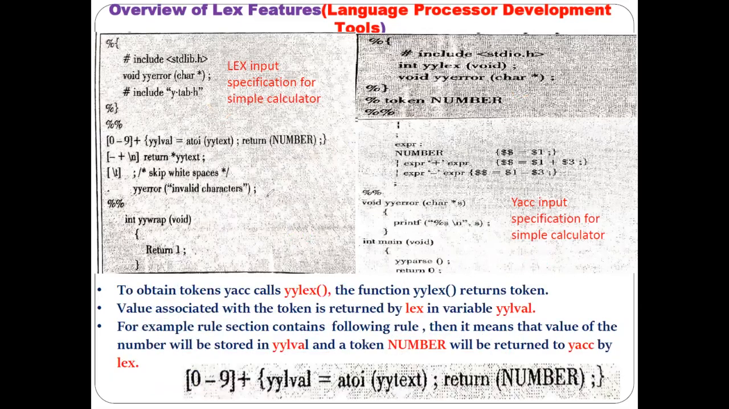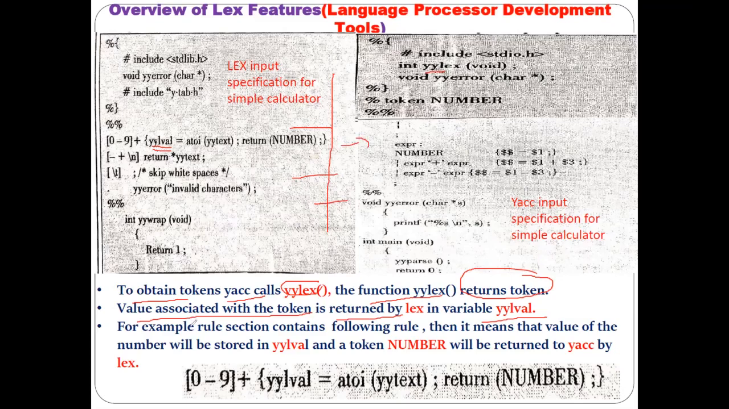Then we have written different functions here. Already I told you, to obtain the tokens Yak calls the yylex. That is the reason I mentioned the yylex here. The function yylex returns the tokens. Automatically, when you call the parser, it will call the yylex, and this program will process and send the tokens to the Yak program. The value associated with the token is written by the lex in the variable yylval. So the value associated with the token is stored in yylval, and that value is passed to the Yak program.